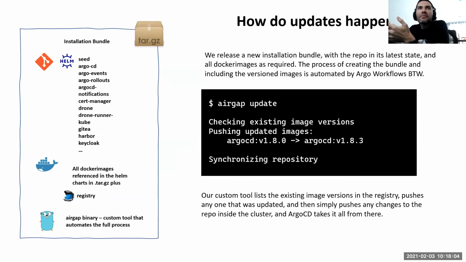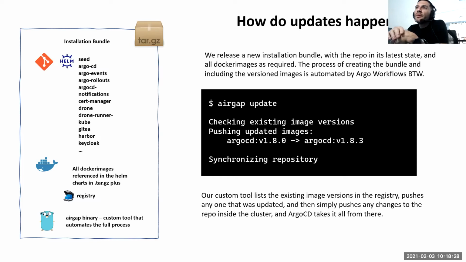So at that point, the question is how do updates happen? It becomes very simple, right? When we produce a new bundle, we just create a new installation bundle where we have all the updated images, and we have the latest copy of the repo, right? Or wherever we froze it, or where we decided to release it.